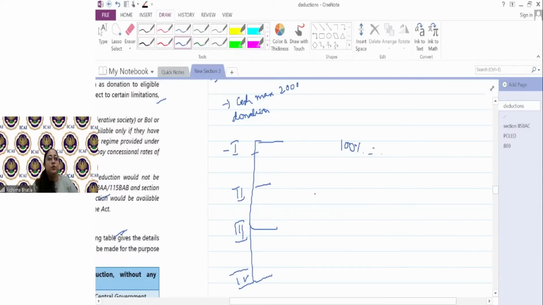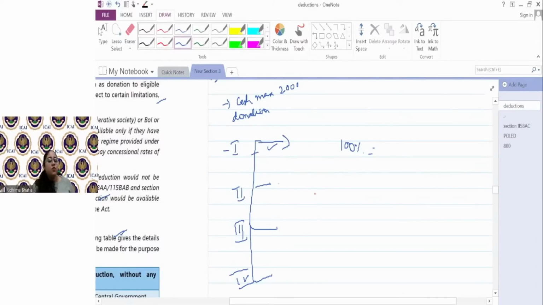100% deduction of donation. So suppose I've given a donation of 4 lakhs, 4 lakhs would be allowed as a deduction. If I've given a donation of 5 lakhs, 5 lakhs would be allowed as a deduction. If I've given a donation of 10,000, 10,000 would be allowed as deduction under 80G, provided the person to whom I'm making the donation comes under the first category.